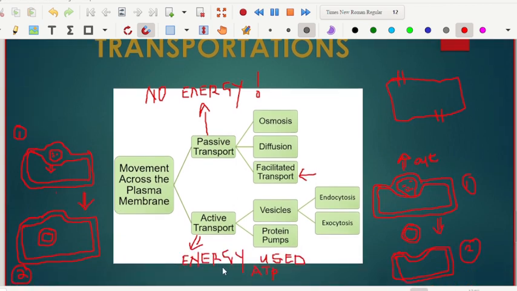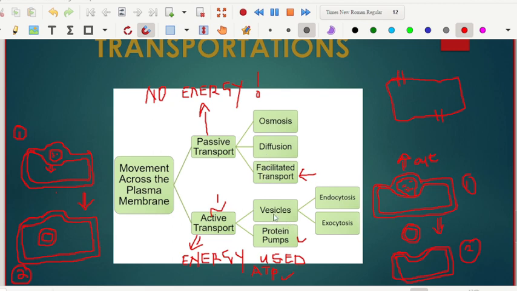Then when energy, ATP, is used when transporting things, it is called active transport. It also has types: vesicles and protein pumps. Protein pumps behave the same as facilitated transport. The only difference is that facilitated transport doesn't use energy, but protein pumps use energy. They're similar, but the only difference is about energy.